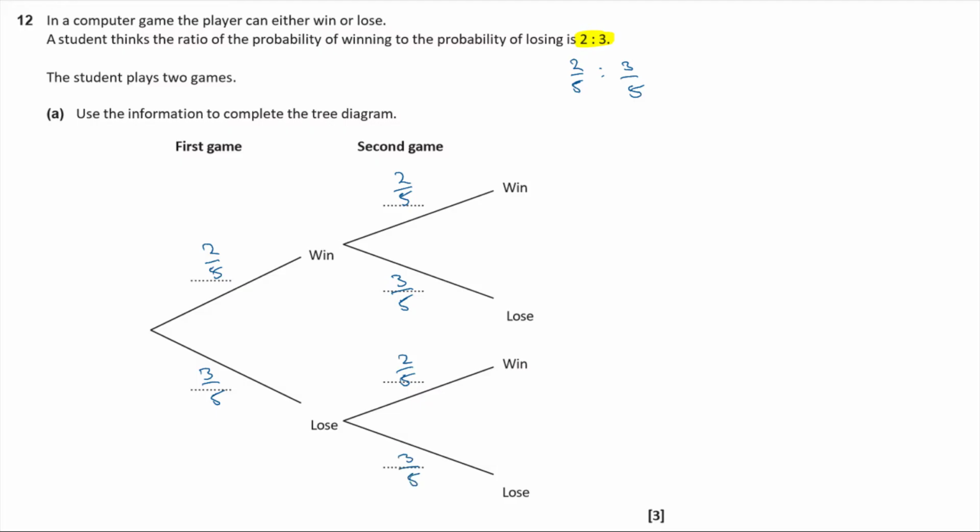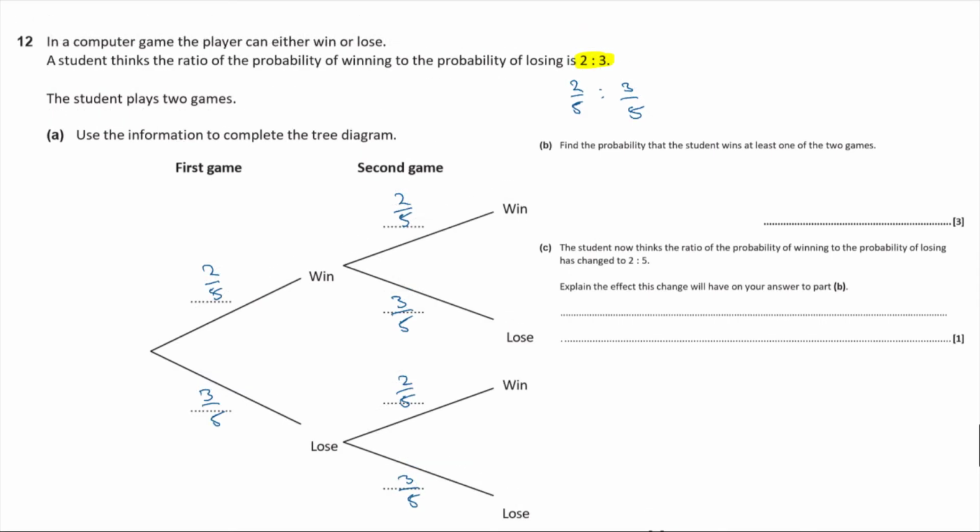So my completed probability tree should look like that. Part B says, find the probability that the student wins at least one of the 2 games. So winning at least one is winning 1 game or winning both games. So if I wanted to work out that probability, I've got two options.